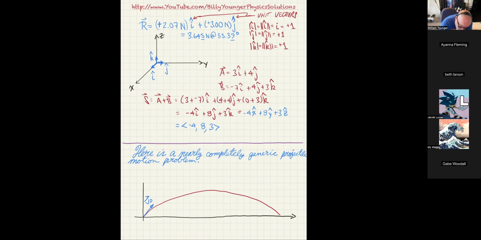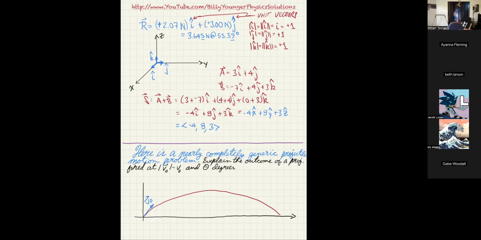So, explain the outcome of a projectile fired at v0 equals v0 and theta degrees above horizontal.